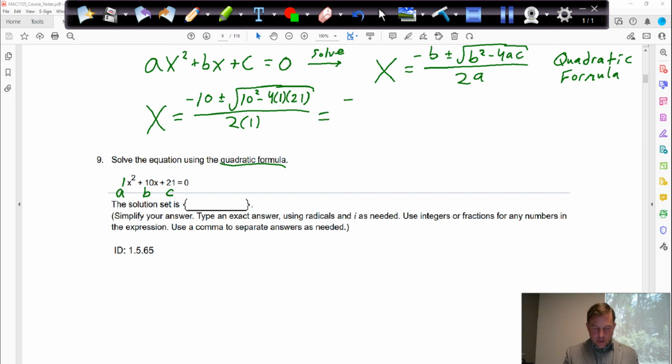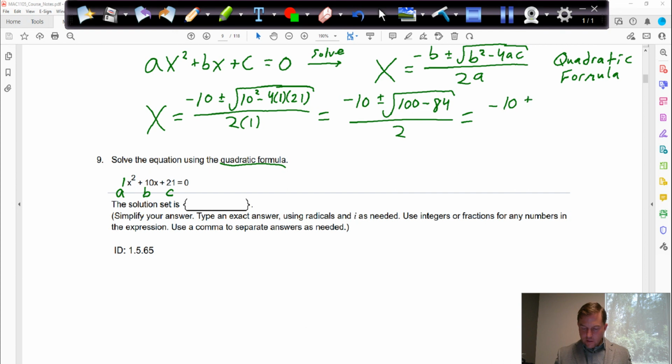And we're going to get from this negative 10 plus or minus the square root. 10 squared is 100. 4 times 1 times 21 is 84. 2 times 1 is 2. Okay. This will give us minus 10 plus or minus the square root of 100 take away 84, which is 16, a nice perfect square. So we're going to get minus 10 plus or minus 4 all over 2. And this gives us two answers. One is minus 10 minus 4 over 2, and one is minus 10 plus 4 over 2.